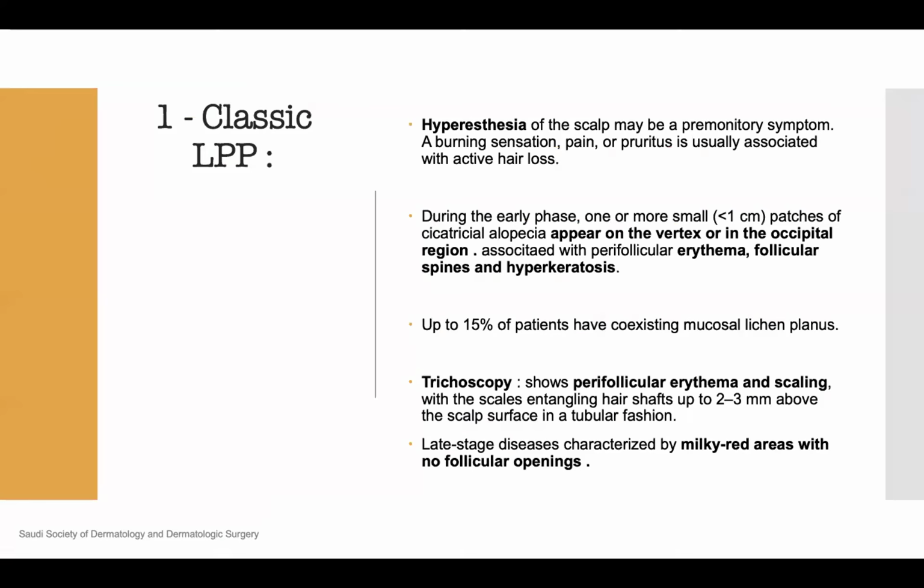The first one is the classic lichen planopilaris. It can present with hyperesthesia of the scalp associated with a burning sensation and pruritus. During the early phase, what we can notice is a small patch of alopecia on the vertex or the occiput associated, importantly, with perifollicular edema, follicular spines, and hyperkeratosis. Up to 15%, it can coexist with mucosal lichen planus. On trichoscopy, what we can see is perifollicular edema and scale.